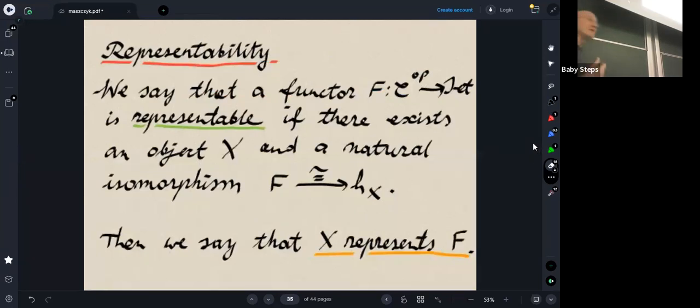And then the following problem arises, the problem of representability. We say that a functor or presheaf F is representable if there exists an object X and a natural isomorphism between this functor and this functor H_X of morphisms from an arbitrary object of this category to a given object X. If such a natural isomorphism exists, we say that this object X represents this functor F or this presheaf F.